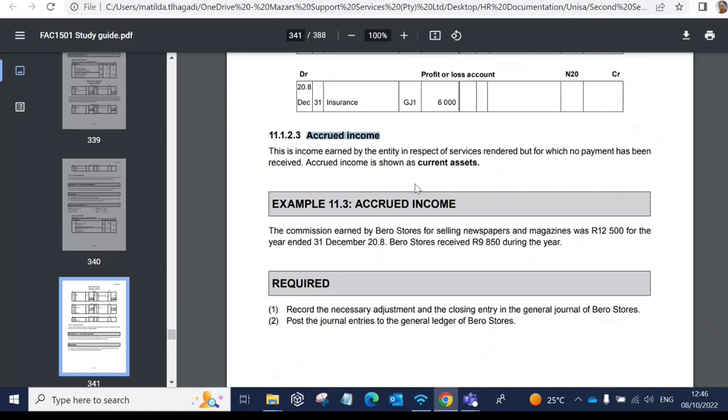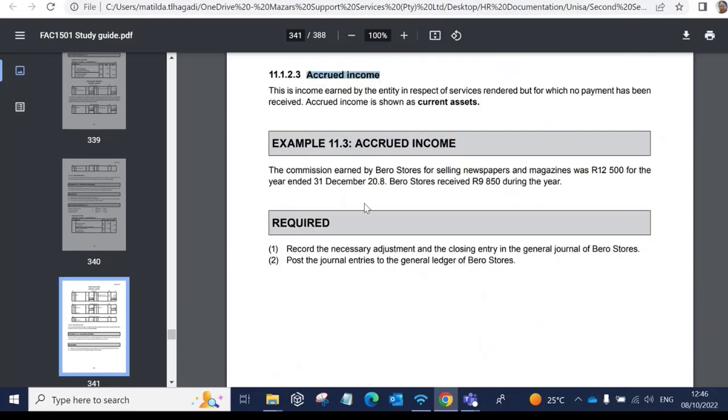And then accrued income. This is income earned by the entity in respect of service rendered, but for which no payment has been received. So the commission earned by Bureau Stores for selling newspapers and magazines was 12,500 for the year end 31 December.